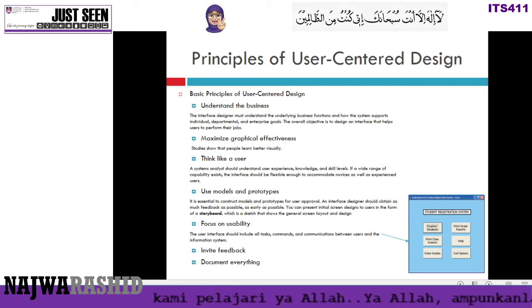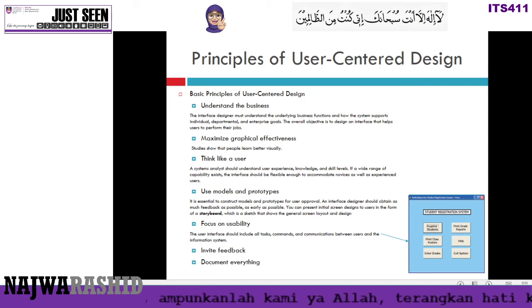Second, maximize the graphical effectiveness. When you design the interface, you should try to maximize the graphical effectiveness, because people learn better visually. Number 3, think like a user. Put yourself into the shoes of the users. You should understand the experience of the users and the skill level of the users, and when you design the system, the interface must be flexible to cater to the novice user as well as the experienced users.